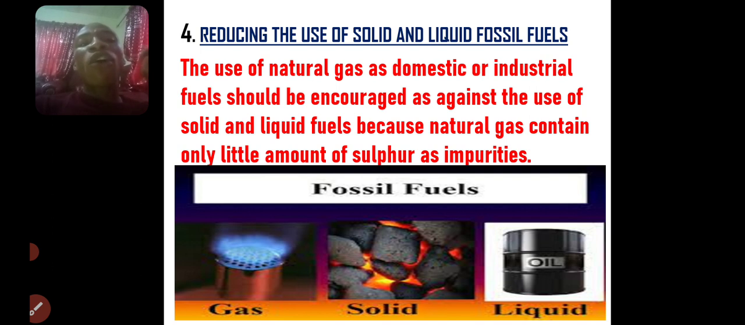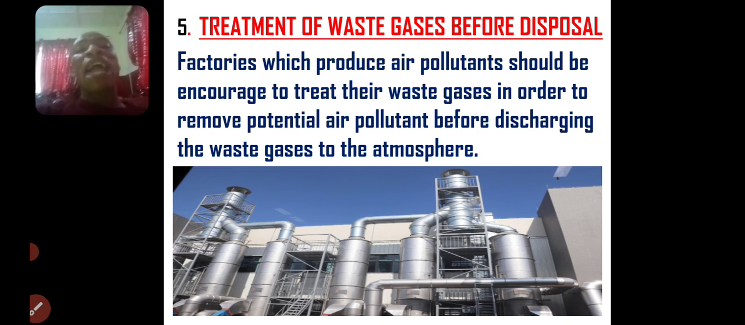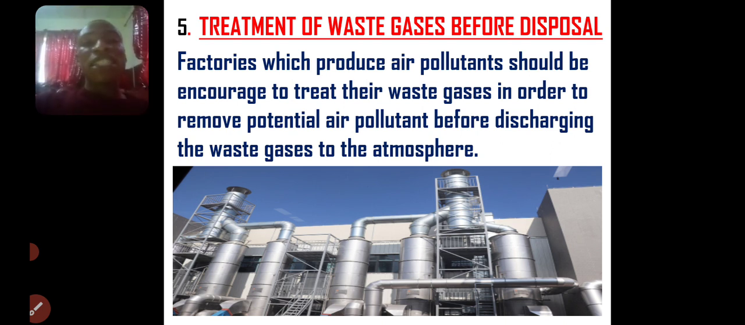So if we can encourage others to start using gaseous fuel instead of liquid and solid fossil fuel, then this can also help to reduce air pollution. Then treatment of waste gases before disposal. Before disposing waste gases into the atmosphere, let them be treated and made harmless before they are discharged into the atmosphere. So these ways can prevent or control air pollution.